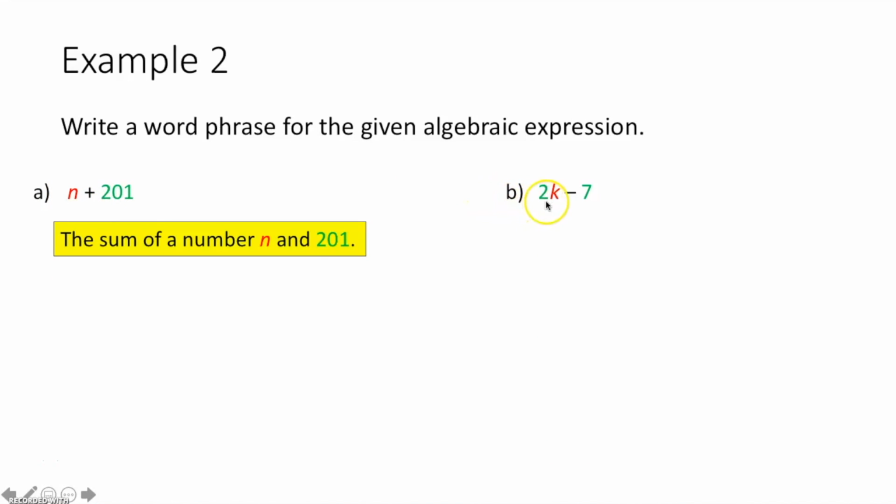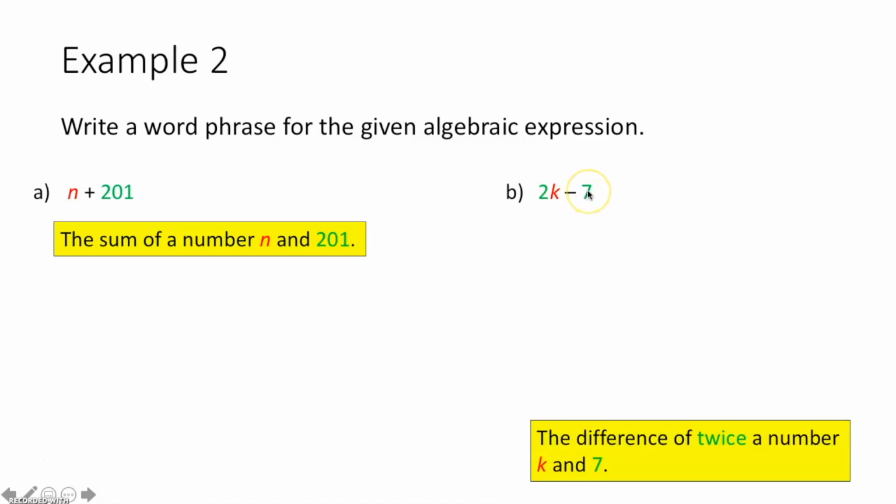For part B, we have 2k minus 7. Again, that is a word phrase that goes with this expression. But I'm going to be more specific. Because it's subtraction, I'm going to say difference. So I'm going to say the difference of twice a number k. Now remember, k is our variable, so it's going to be a number k. So the difference of twice a number k and 7.